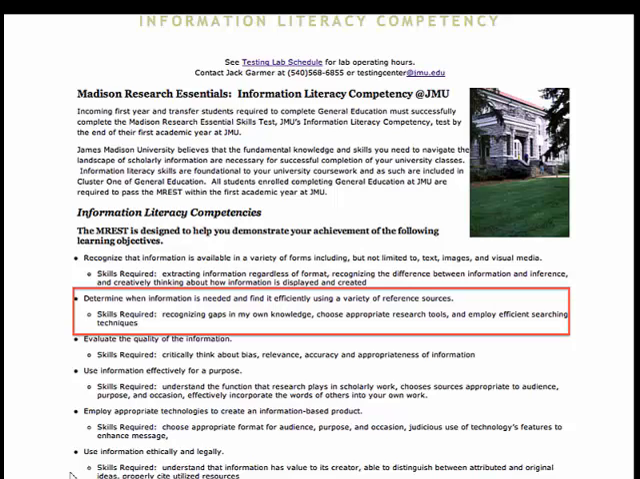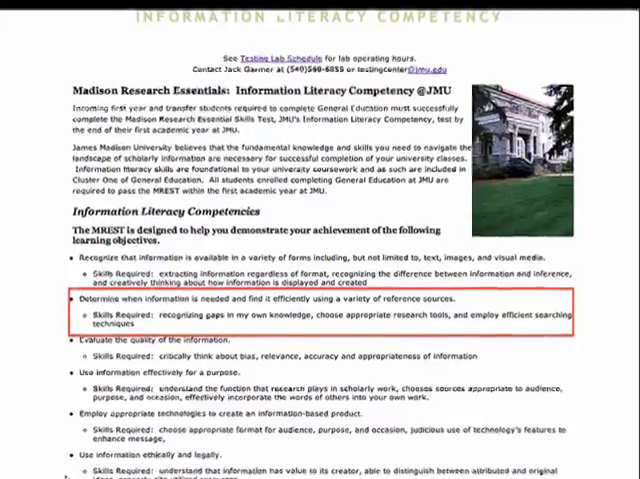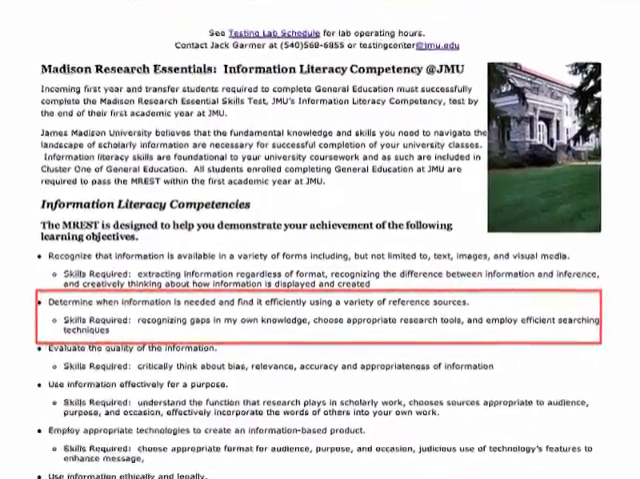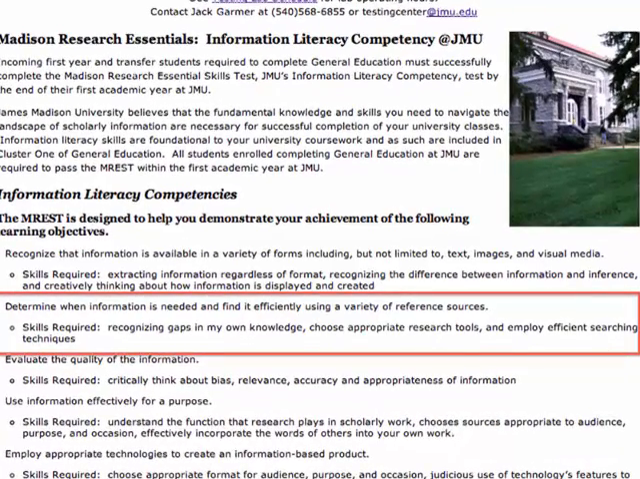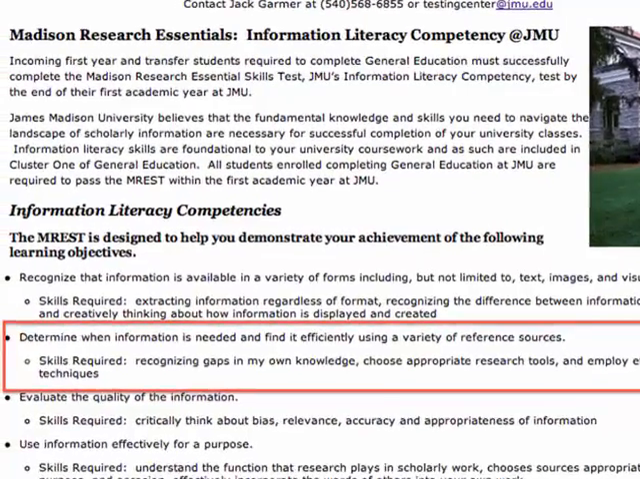In this module, we're going to talk about this general education information literacy learning outcome. Determine when information is needed and find it using a variety of reference sources. Since this is really two outcomes smashed together with an "and," we break this module into two tutorials, and in this video we'll talk about determine when information is needed.